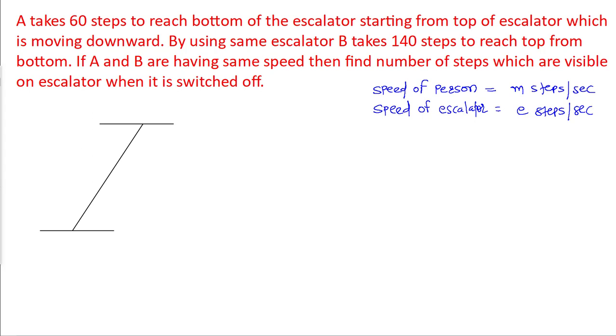Okay everyone, so over here the speed of person is equal to m steps per second. A and B are having same speed. So the speed of A and speed of B is equal to how much? M steps per second. Whereas the speed of escalator is E steps per second. Over here, this escalator is which kind of escalator? This is a downward escalator.